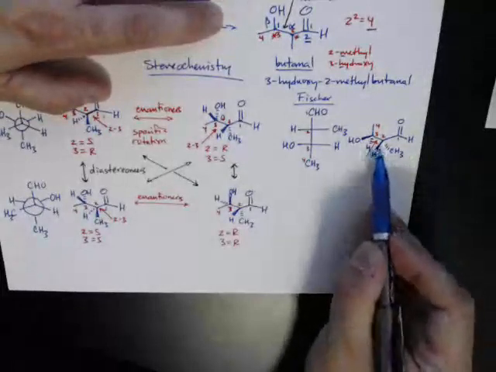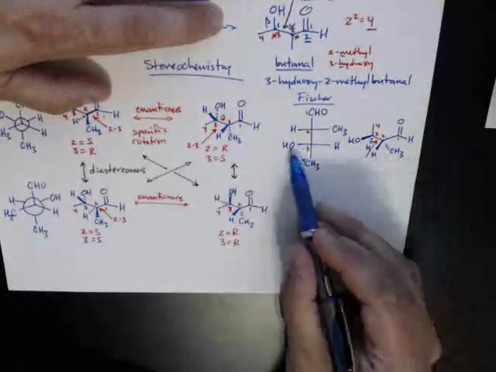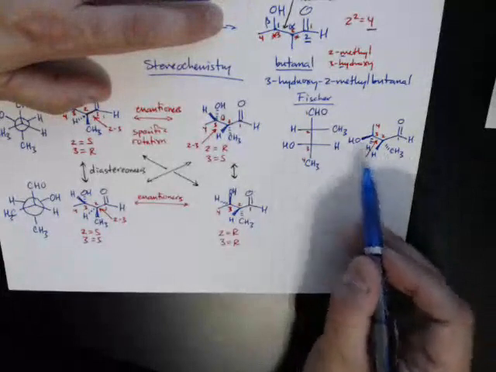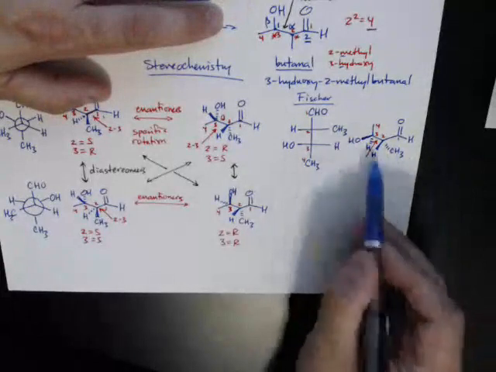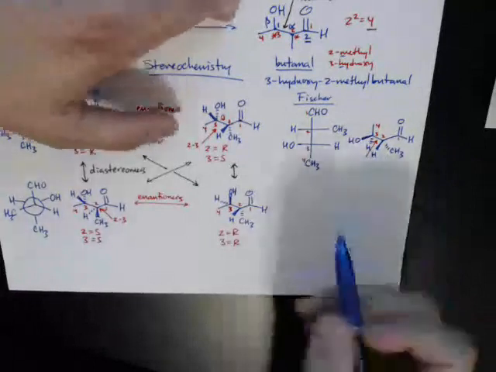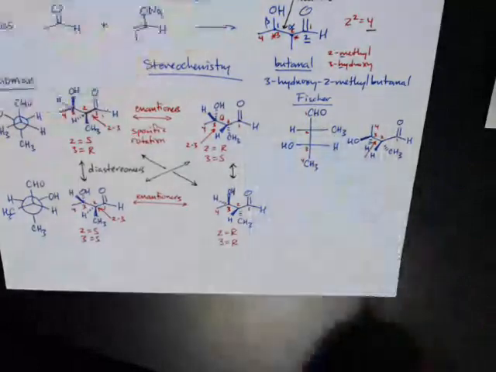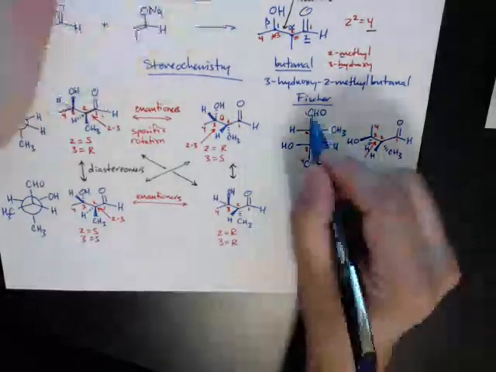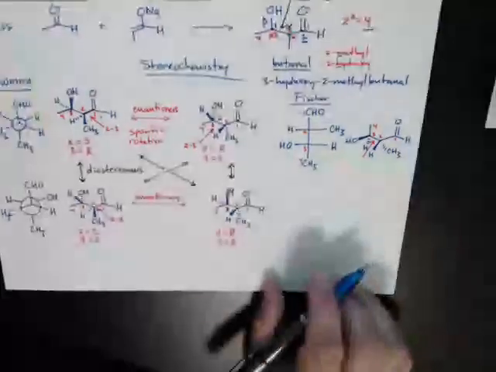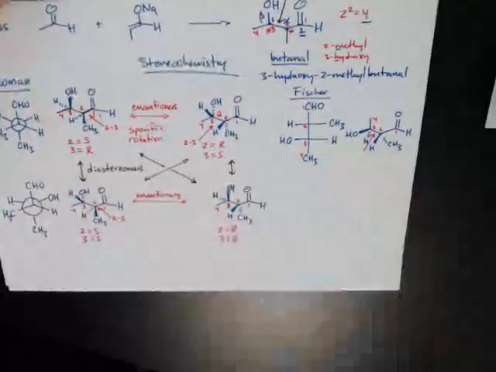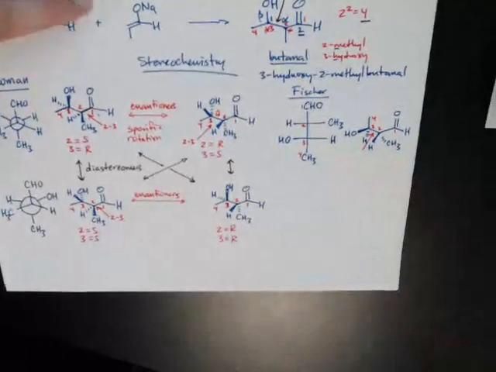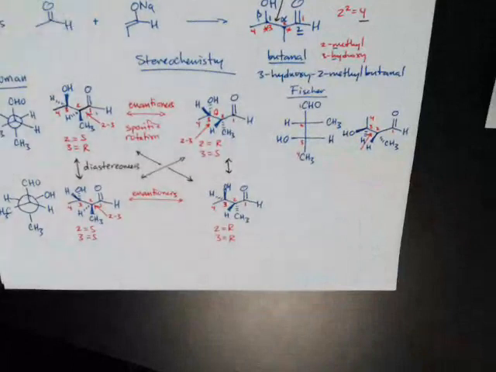So what you can see is that the OH now is here, that H is there, this methyl is there, that H is there. So again, the things on the horizontal are coming out towards you. The things on the vertical are receding away from you. Hopefully that's clear enough for now.